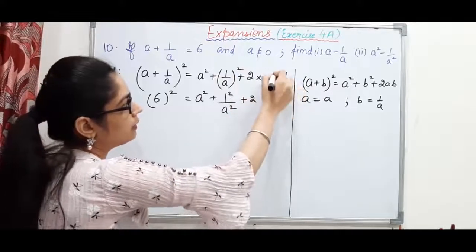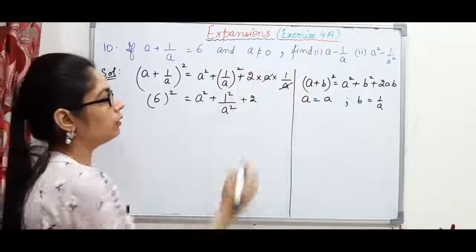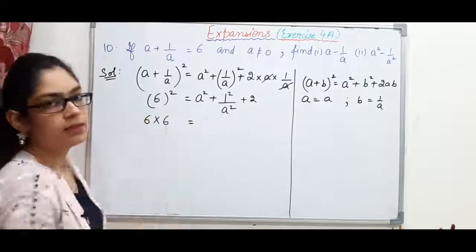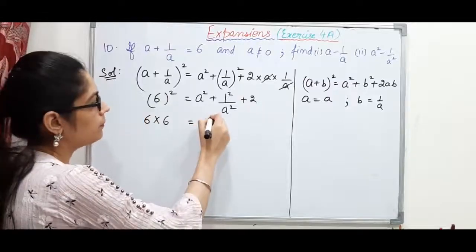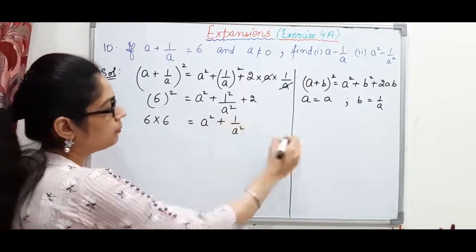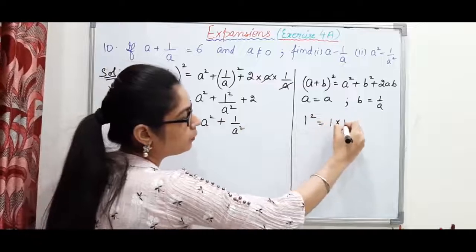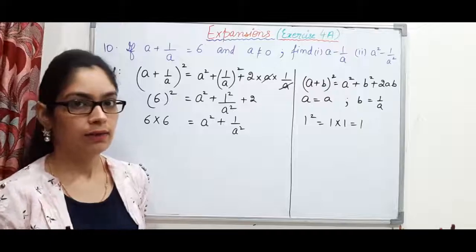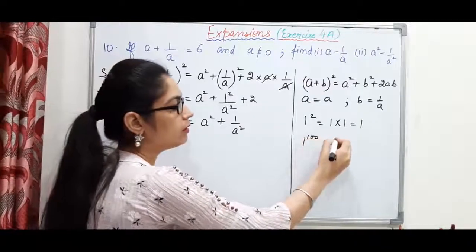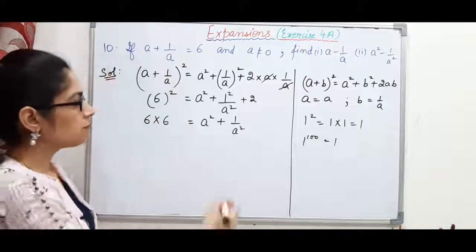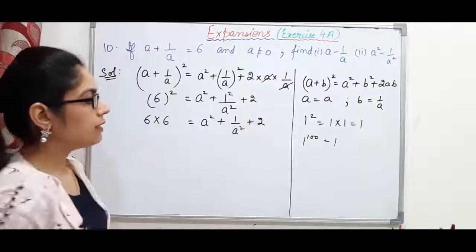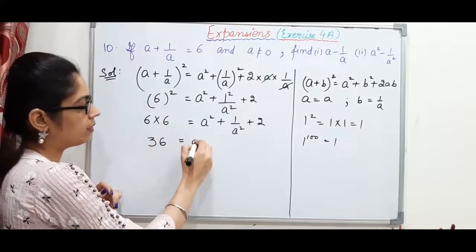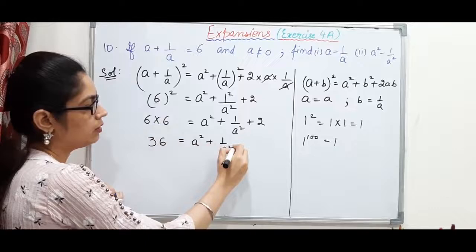2 into this a and this a will get cancelled. So 2 into 1, 2. So 6 into 6 I can write here because it is 6 whole square. So a square plus 1 by a square, because 1 square is equal to 1 into 1, which is 1. And moreover, if you multiply 1 a hundred times, 1 to the power 100, it will still be equal to 1. Plus 2 as it is I will write. Now 6 into 6, 36 is equal to a square plus 1 by a square plus 2.